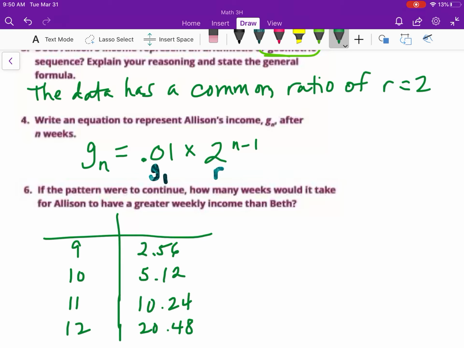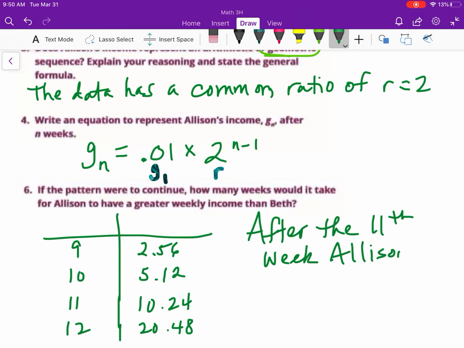So how many weeks would it take? It would be after the 11th week, Allison earns more than Beth. You don't need to get crazy with these. I'm just doing this because you don't see me talking about it in the classroom. Okay?